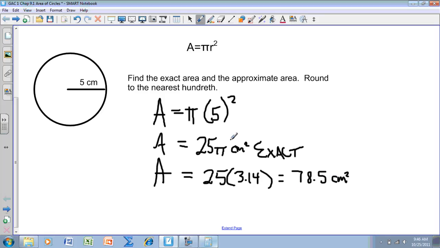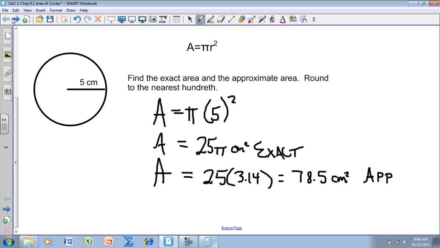So exact, approximate. All right? Depends on whether you actually multiply by your 3.14 or whether you just leave the pi there. This is exact. This is approximate. You'll be asked to do both of those.